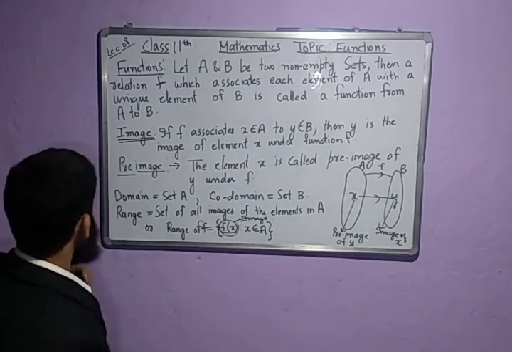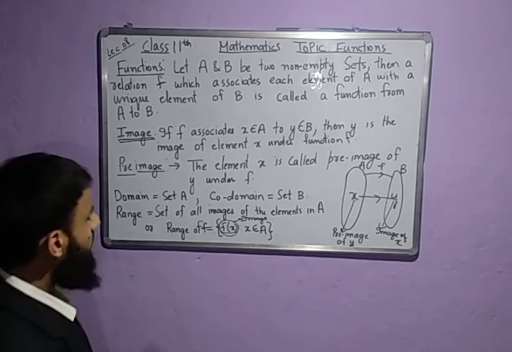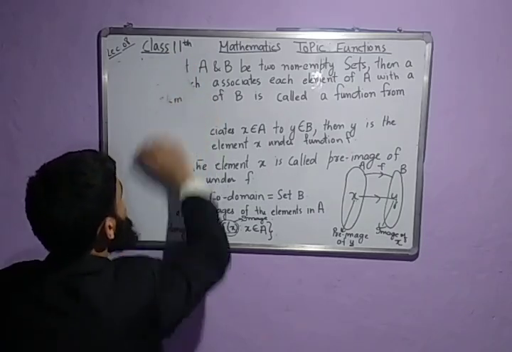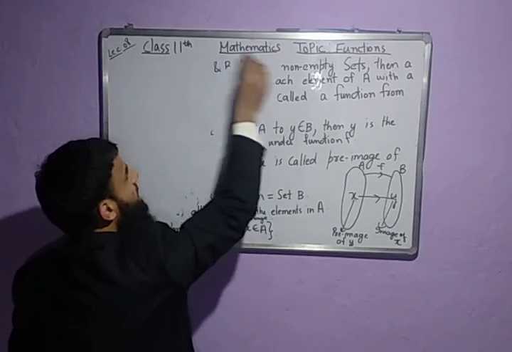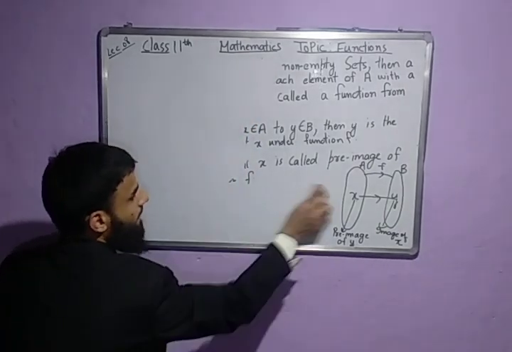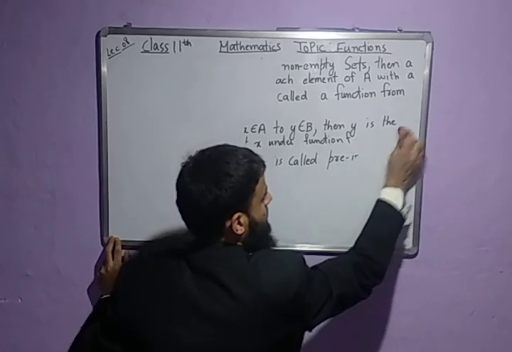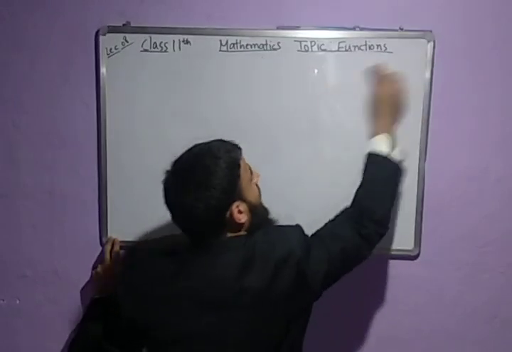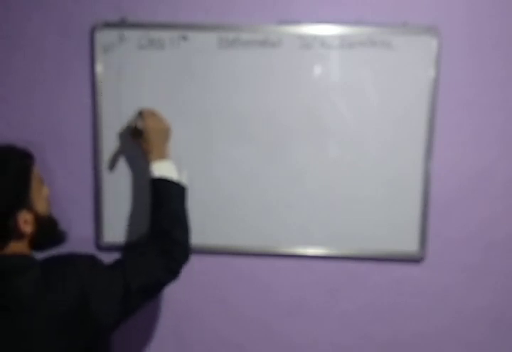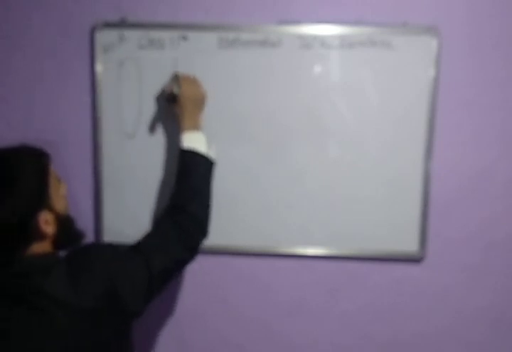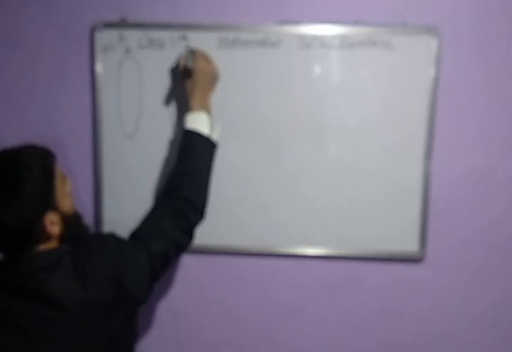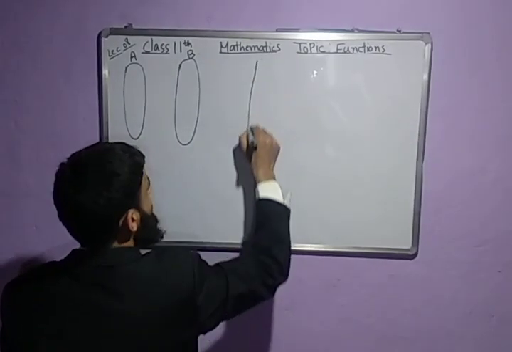Let's see them with the help of some examples. I will take some examples which will make it clear which is a function and when you can say this is not a function. Okay, let's take some examples. Let's suppose I have this function. This is my set A. This is my set B. Let's suppose I have another.